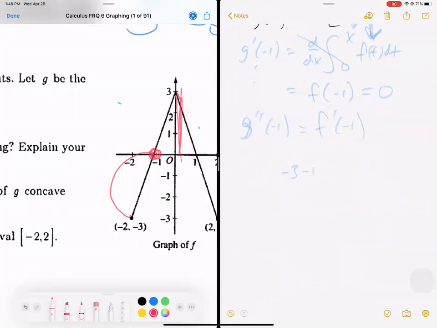We have negative 3 minus 0 over negative 2 minus negative 1.